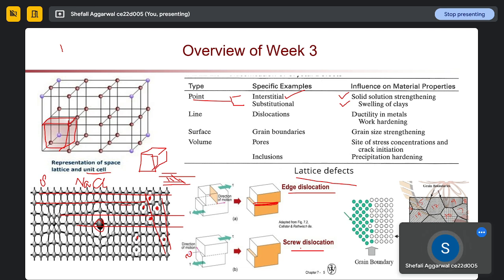Because of this, normally there is plastic deformation along the slip plane, so we call this plane the slip plane. There will be deformation at this plane because of this type of line defect. From the material perspective, it affects material properties in these ways: first, the ductility of metals; second, strain hardening or work hardening; third, the surface defects.